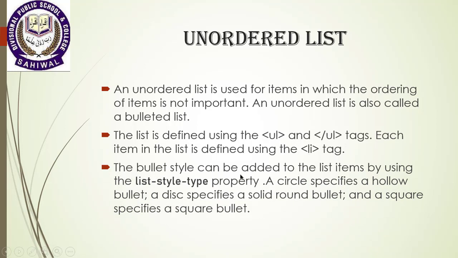Students, we can apply bullet style to an unordered list, and this bullet style can be added to the list items by using the list style type property. A circle specifies a hollow bullet. A disk specifies a solid round bullet, and a square specifies a square bullet.